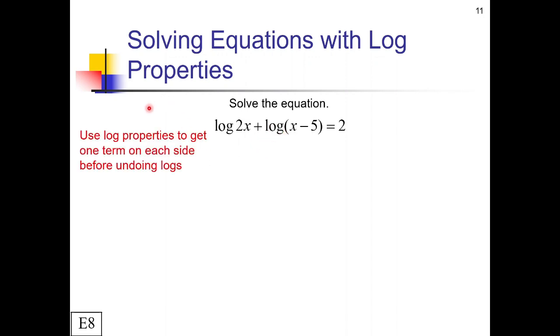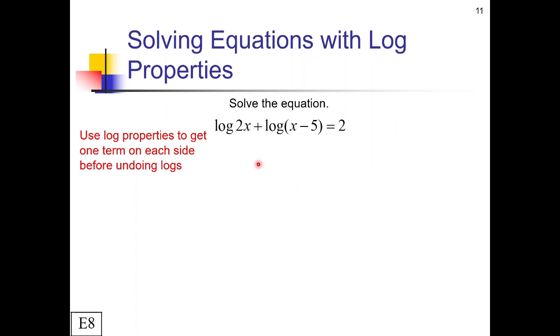Instead, you need to use your log properties to get one term on each side before you move to undo the logs completely. So our situation that we want to get to before any of our techniques is one thing on the left side, one thing on the right side. No pluses or minuses of things on either side. So pause the video, use your log rules, and let's see where this one takes you.